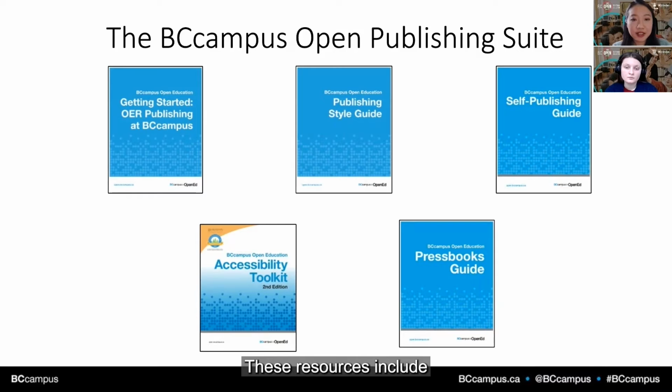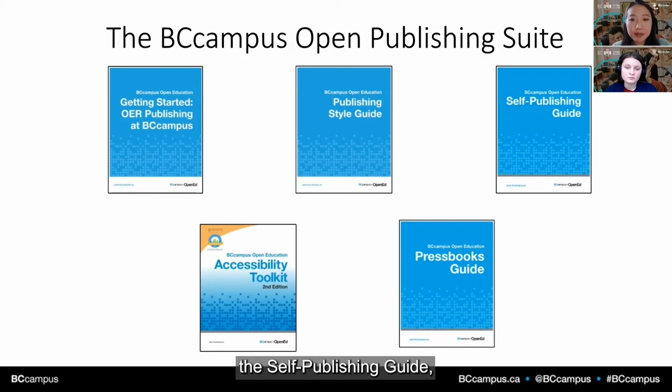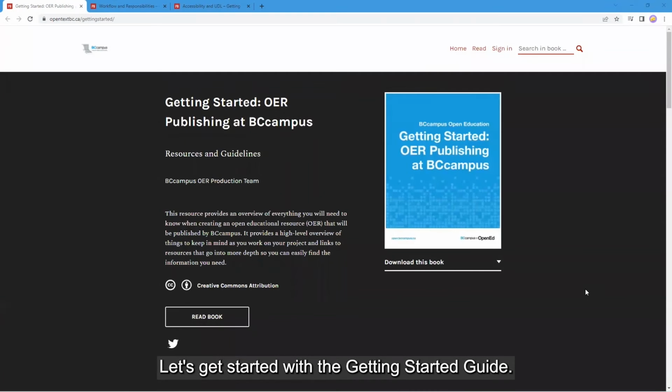These resources include the Getting Started Guide, the BCcampus Open Education Publishing Style Guide, the Self-Publishing Guide, the Accessibility Toolkit, and the Pressbooks Guide. We are going to introduce each resource to you and let you know how you might use it for your own open publishing initiatives. Let's get started with the Getting Started Guide.